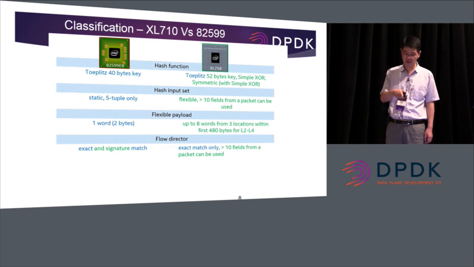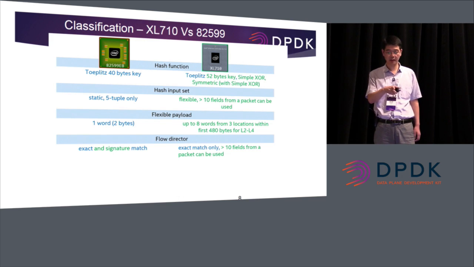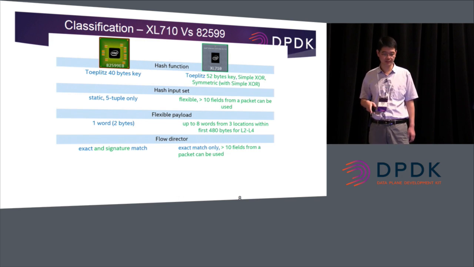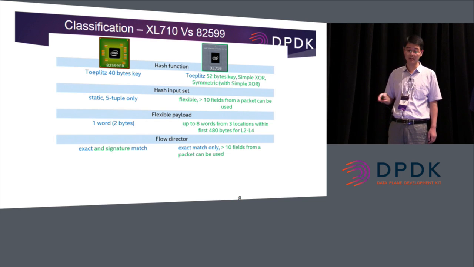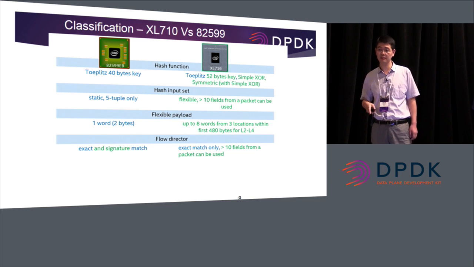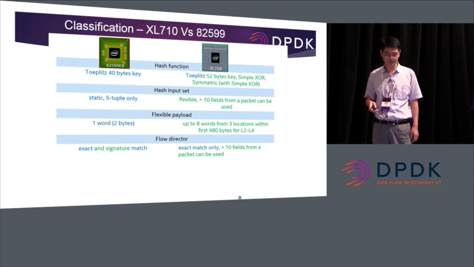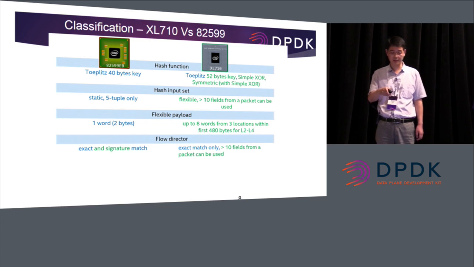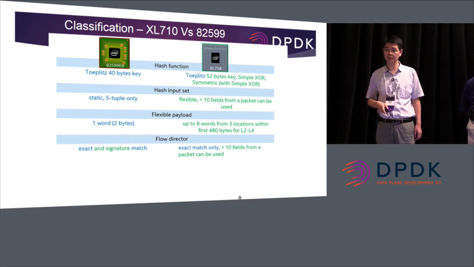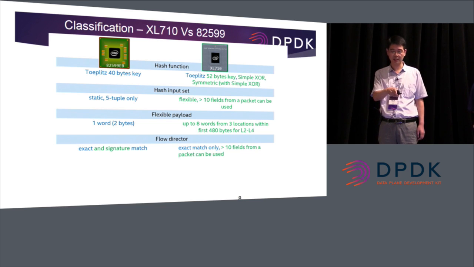I have listed some key differences compared to 82599. All of you know 82599 very well, but comparing to XL710, some key changes I think you may be very interested in is that we have supported 3 hash mechanisms on X710.